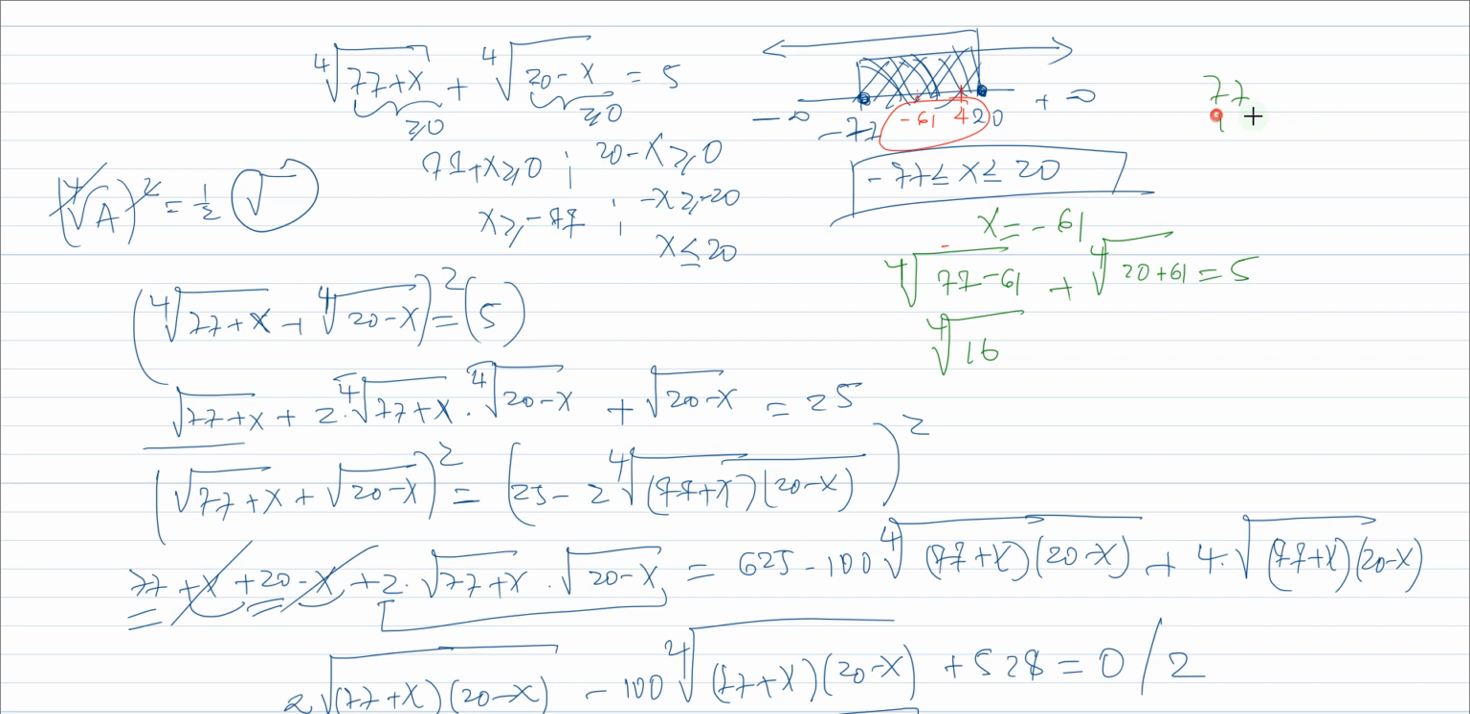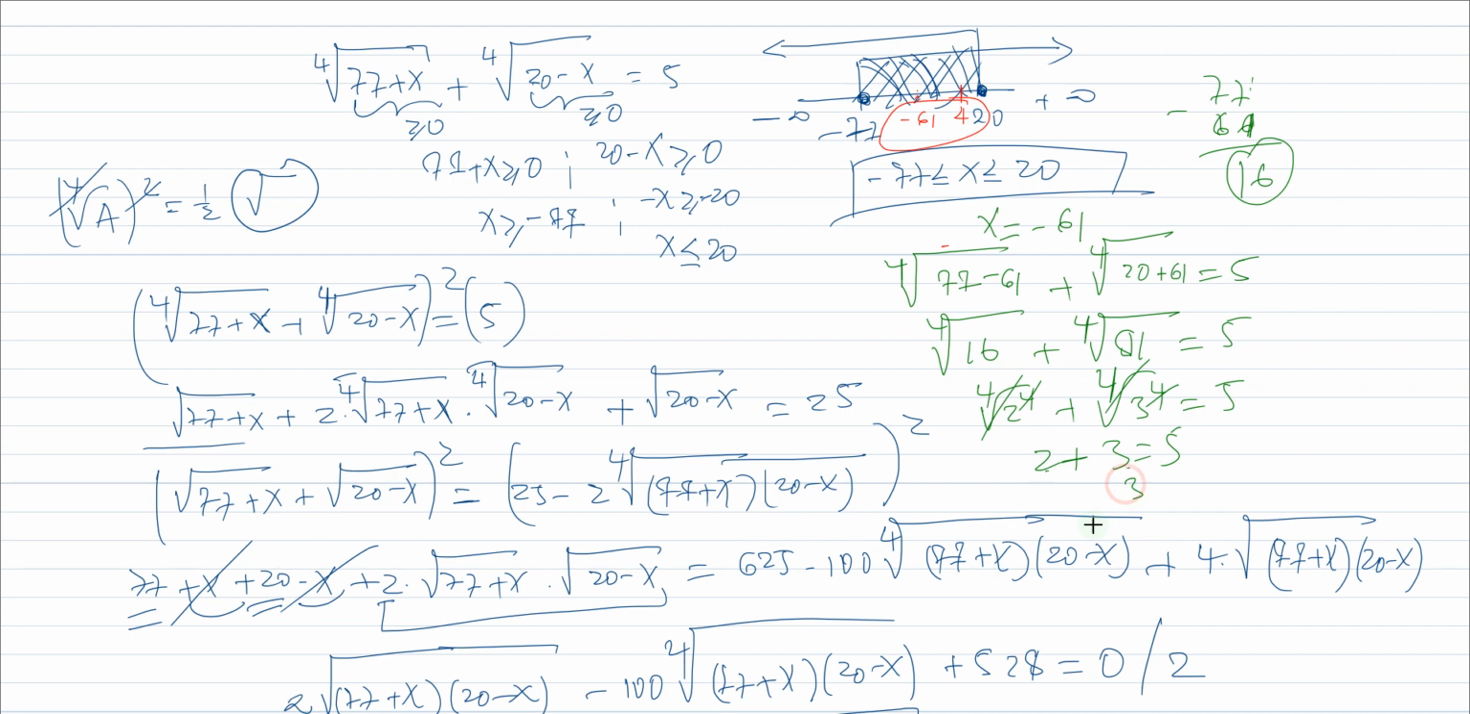Because 77 minus 61, you're going to have 16, and you're going to have here 81. And this is equal to 5. So fourth root of 16 is 2, right? Because you have here 2 to the power of 4, which is 16, plus fourth root of 81, 3 to the power of 4, which is 81. This goes with this, we have 2 plus, and this goes with this, we have 3 equals 5, and 2 plus 3 is equal to 5. Okay, so we have then 5 equals 5.